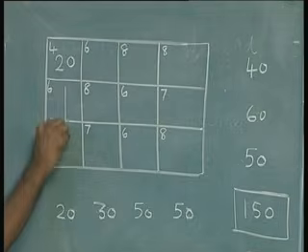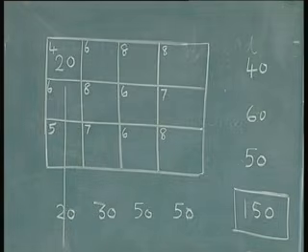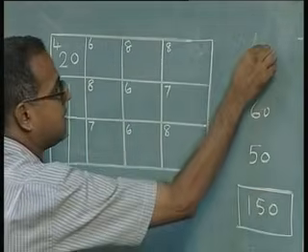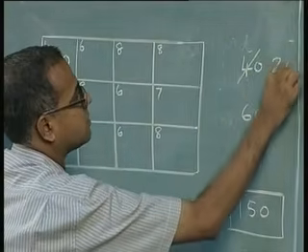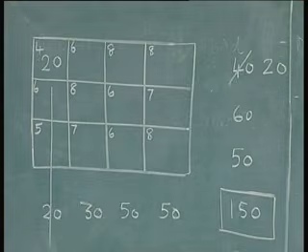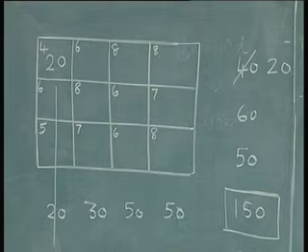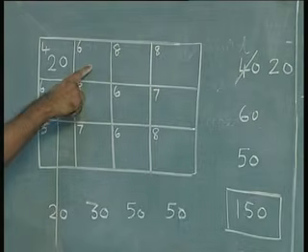So, just put a dash indicating that this has been met, and because 20 has been allocated out of this 40, now 40 becomes 20, a balance of 20 is available. Now, once again go to the top left hand corner or the northwest corner. Now, this is the top left hand or the northwest corner.